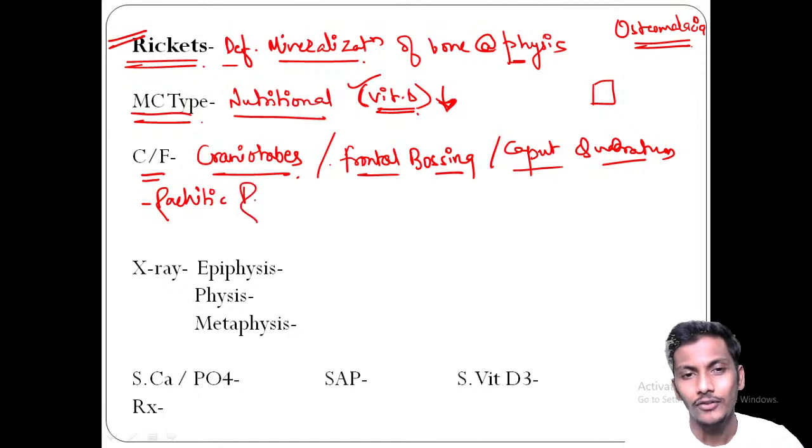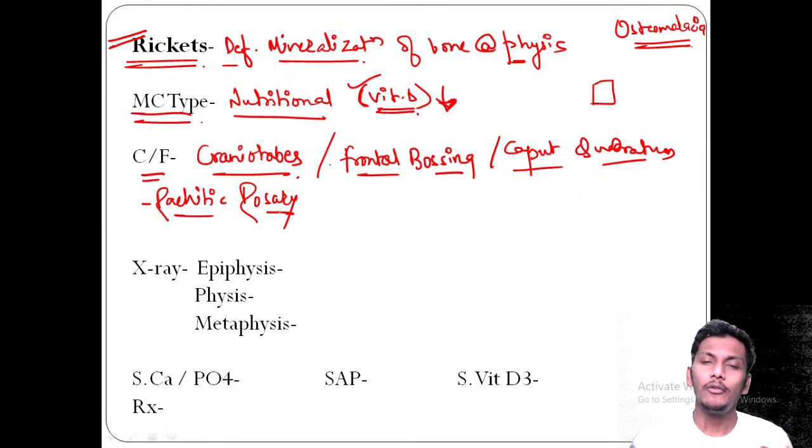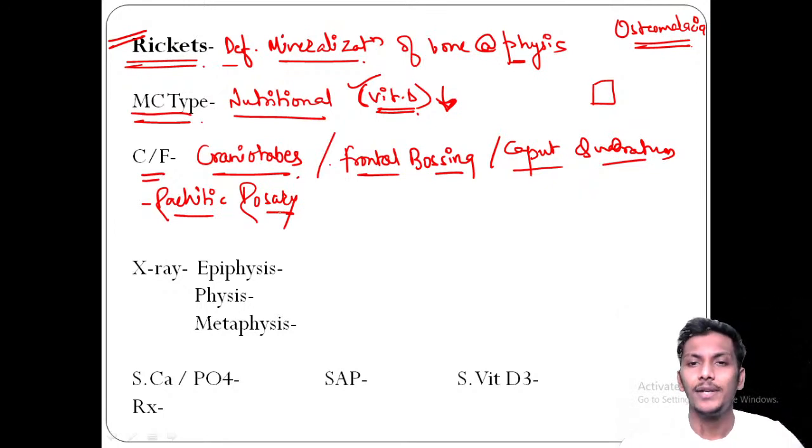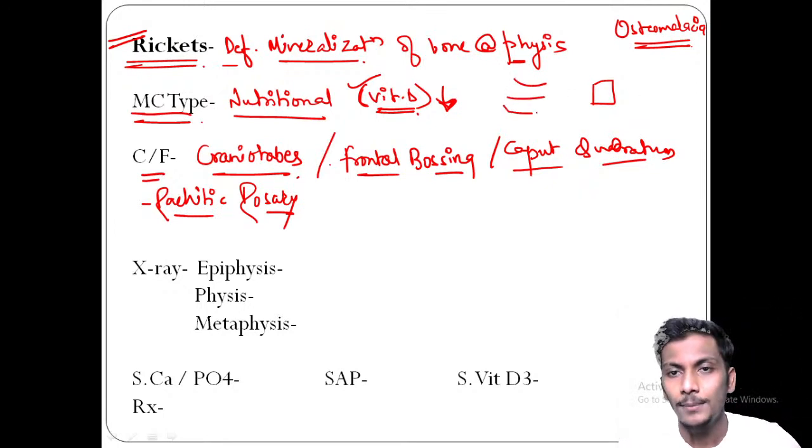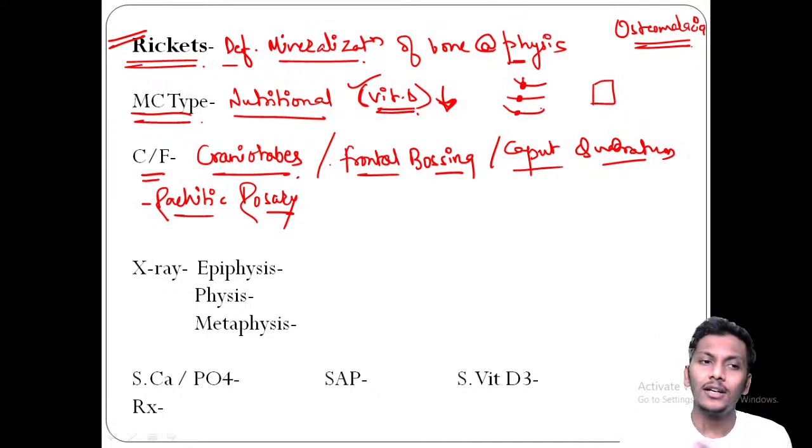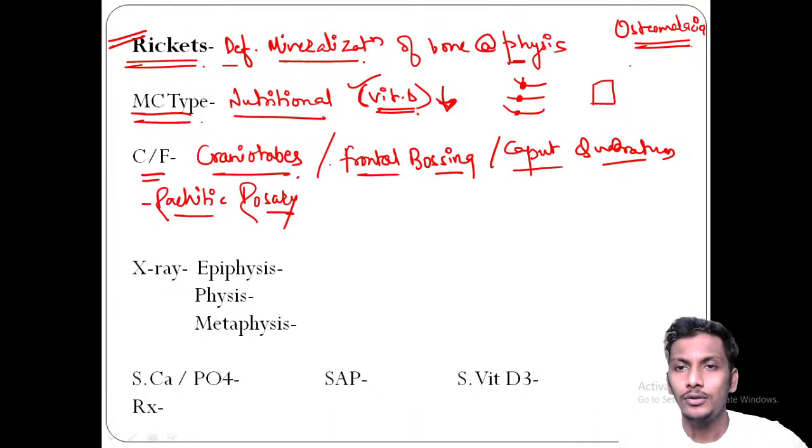We all know the image now. It is known as your rachitic rosary. What do we mean by rachitic rosary? There is a beaded appearance of your ribs. These are your ribs, and there would be a beaded appearance of your ribs. Important point: a similar finding is also seen in scurvy.